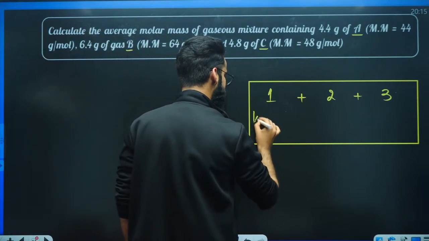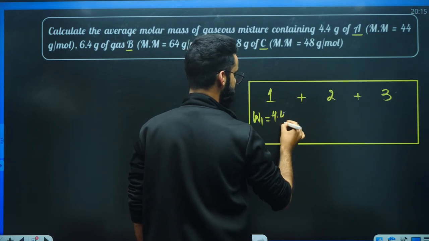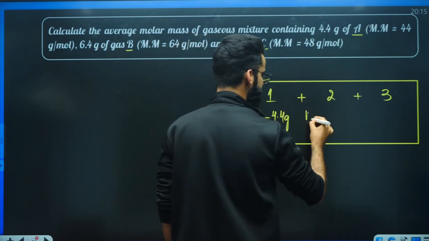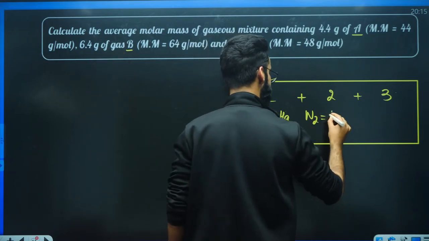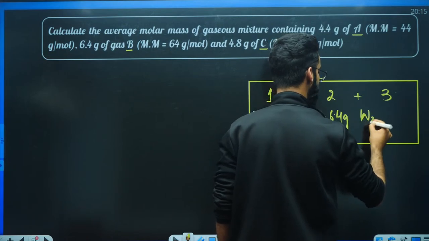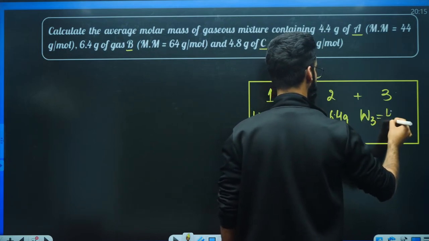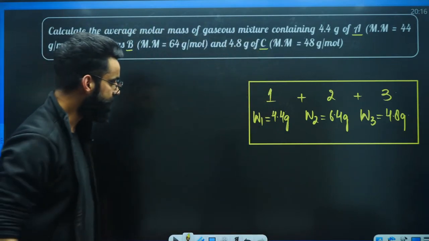What is the mass of gas 1? The mass of gas 1 in the container is 4.4 grams. What is the mass of gas 2 in the container? It is given to us as 6.4 grams. The mass of gas 3 in the container is given to us as 4.8 grams. This is something which is given.